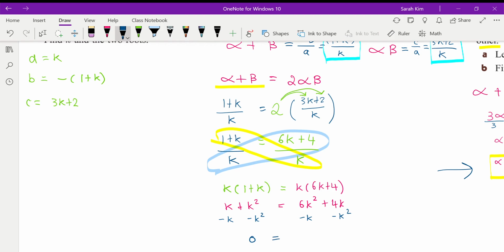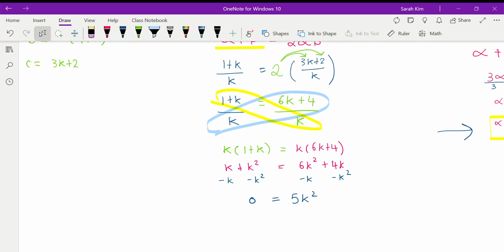How many K squareds? 5K squareds. And then you got 4K take a K. Lovely. So this is the K equation we're working with. We should be able to factorize that and use null factor law to find the solution. What's the first thing we could try? Is there any common factors? You see any? I see a K. So I'm going to factorize out a K.